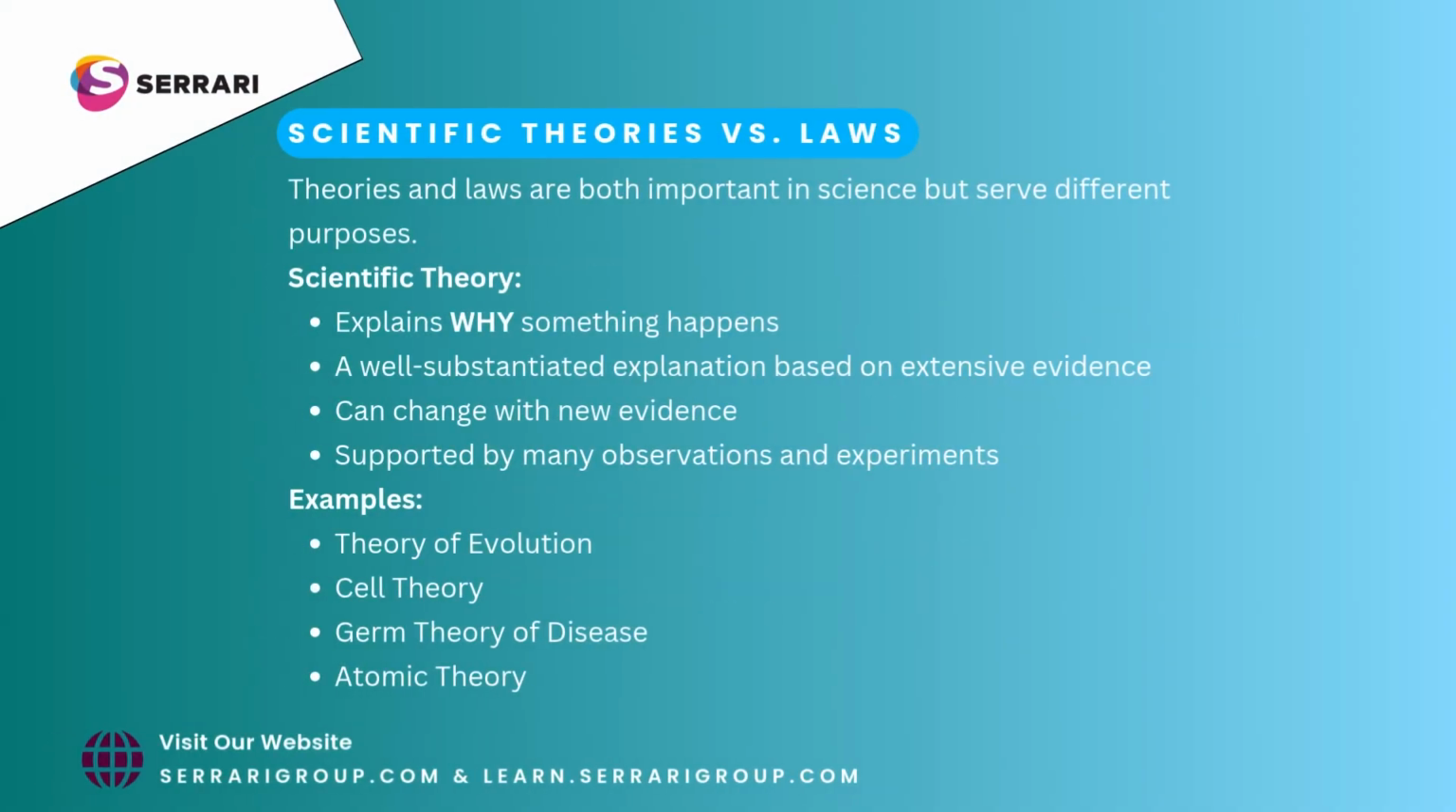Scientific theories versus laws. Theories and laws are both important in science but serve different purposes. A scientific theory explains why something happens. It is a well-substantiated explanation based on extensive evidence. It can change with new evidence and is supported by many observations and experiments.